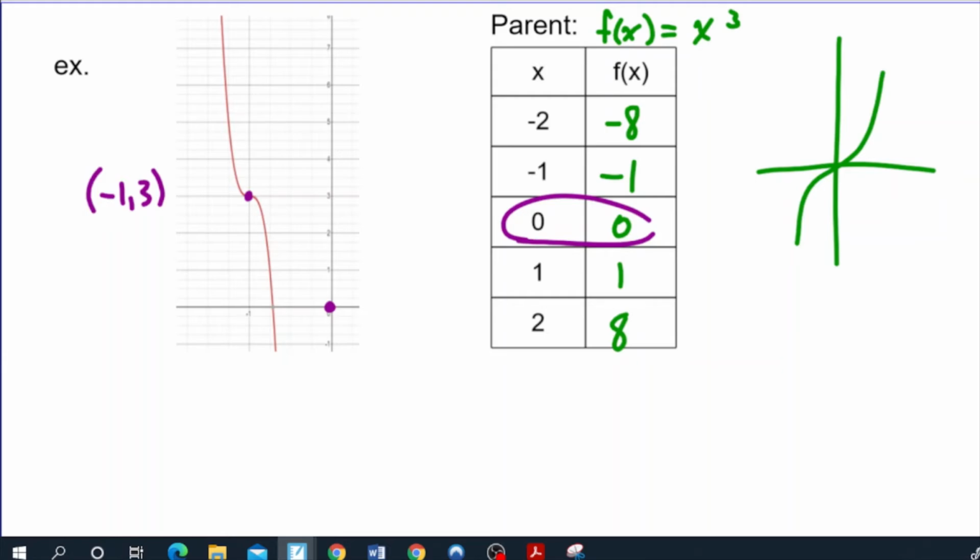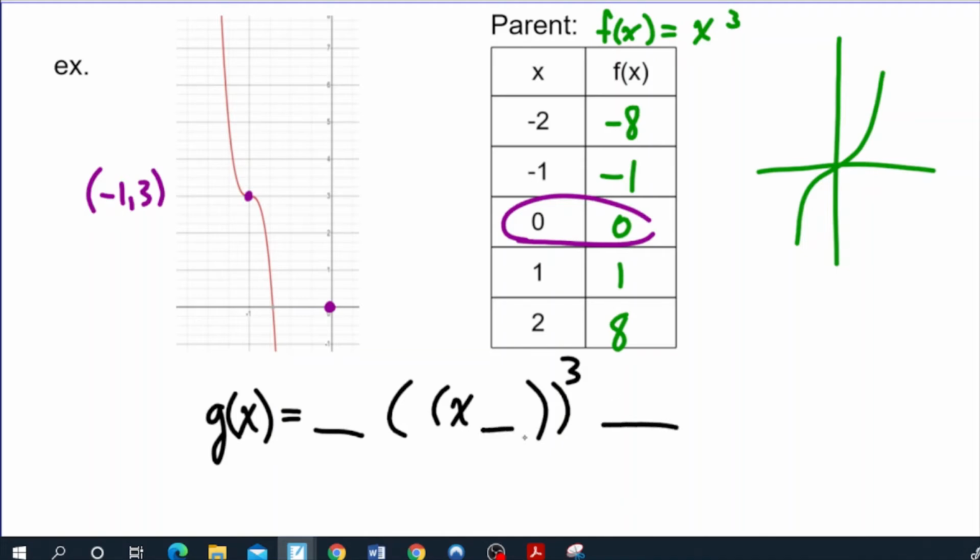So if we think of what our equation is going to look like, I'm going to call it g of x as the transformed equation. We don't know our A yet. We do know that we're going to have a cubic graph. And we also know that inside of here, we're going to have our C value, and over here, we're going to have our D value. So our C value should be plus 1 because the graph has moved, the origin point moved from 0, 0 to negative 1. And it should also be a plus 3 for our D value because the whole graph has moved up.